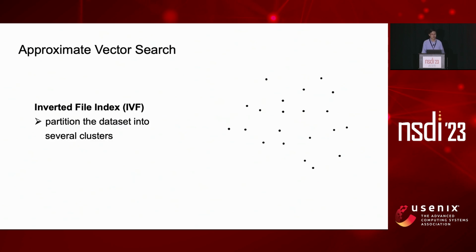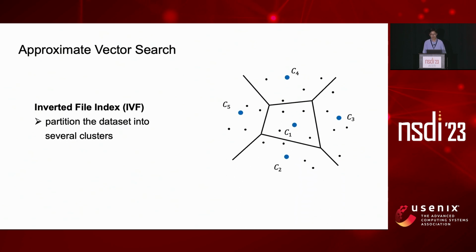There are many approximate vector search algorithms. One of the most widespread and effective is the inverted file index. While IVF has many variants, it has the following general workflow. Offline, it collects the database vectors and partitions the vectors into several clusters through k-means. As shown by this animation, the points are partitioned into 5 clusters, cluster 1 to cluster 5.